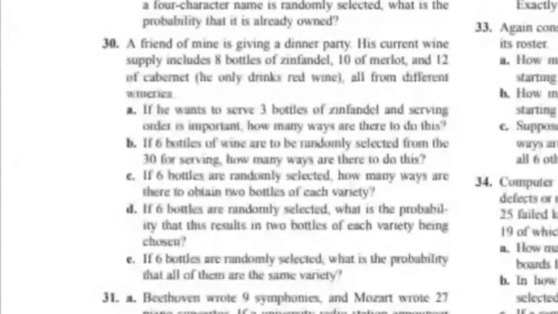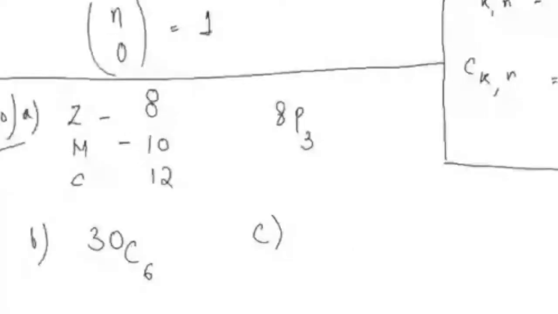Part C, if 6 bottles are randomly selected, how many ways are there to obtain 2 bottles of each variety? Now there's a twist in this question. Read the question again. If 6 bottles are randomly selected, how many ways? You're still selecting the bottles randomly, but now you want to make sure that out of these 6 bottles, 2 of each category are there. So 2 of Z, 2 of M and 2 of C. You want 2 bottles of each category. It will be 8C2. So you are selecting 2 from the first category, then again 2 from the second category, and then again 2 from the third category.